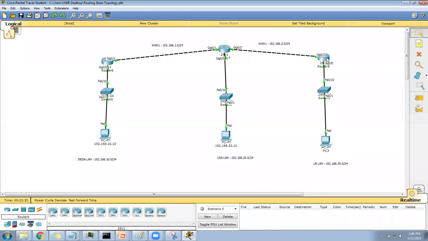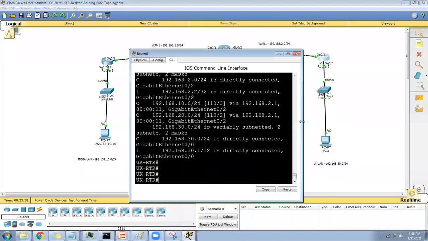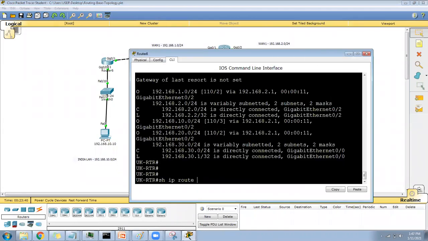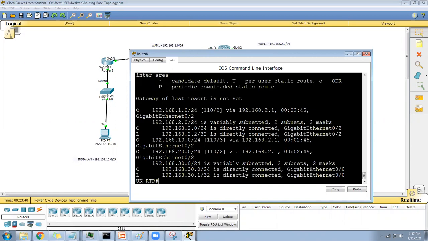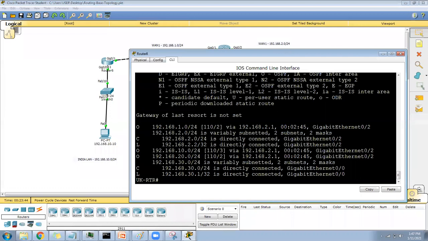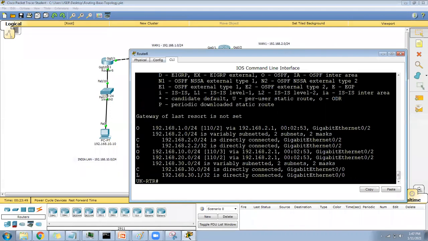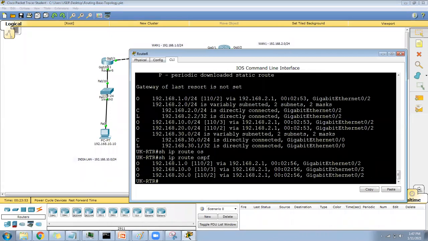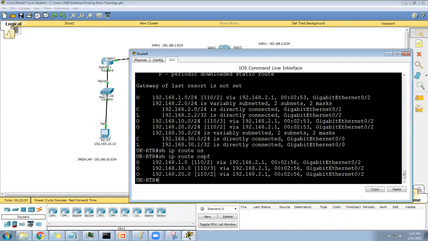So now we are in the UK. Show ip route. So here you can see all the routes. If you see here, via OSPF, how many routes came to the UK? Three: WAN 1, India LAN, and this one.